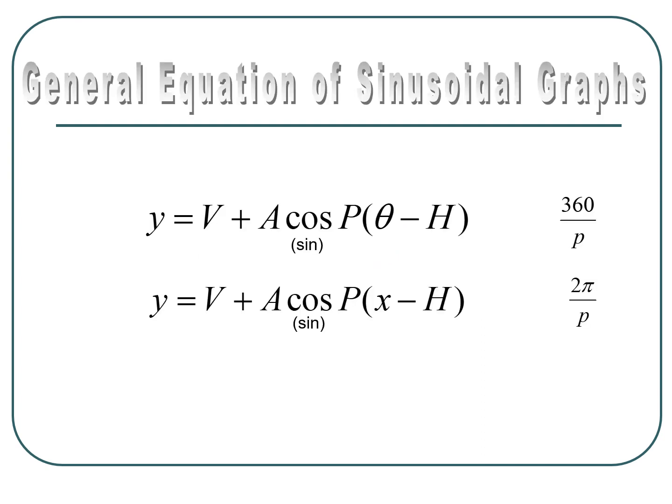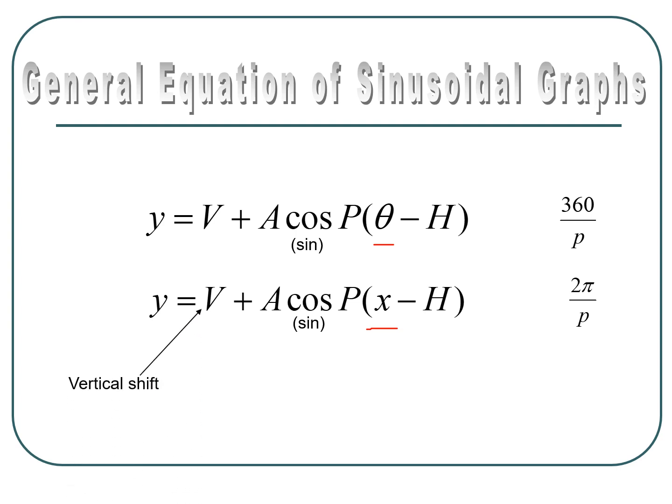Here are the general equations of sine and cosine graphs. They look pretty complicated, but each individual part is not too bad. The top equation is when you're dealing with degrees. Notice the theta in it right here. And then the bottom equation is for radians, and that's represented with the x. Okay, let's look at the parts.